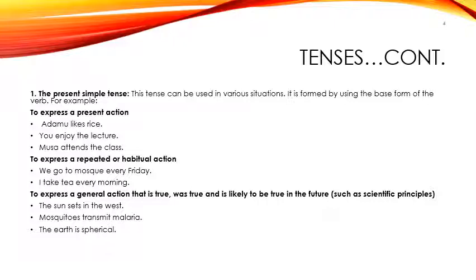Then the third function is to express a general action that is true, was true, and is likely to be true in the future, such as scientific principles. For instance, the sun sets in the west. This is true. We all know this. Mosquitoes transmit malaria. Can we say that? Mosquitoes transmit malaria. This is true.